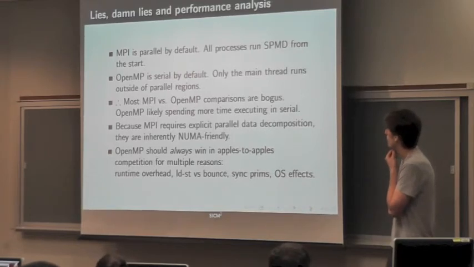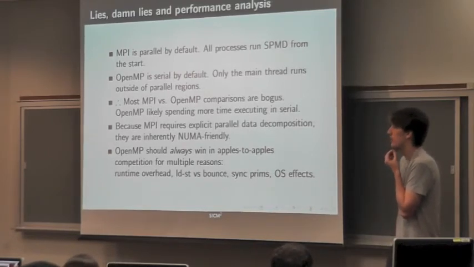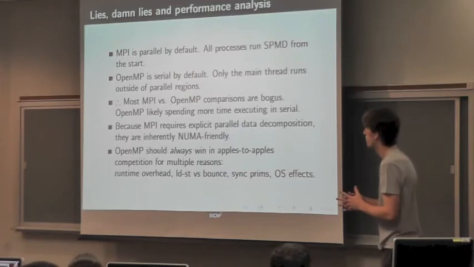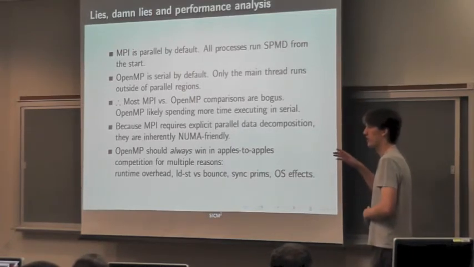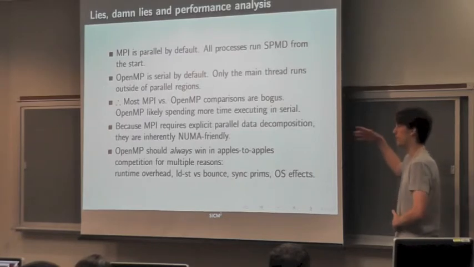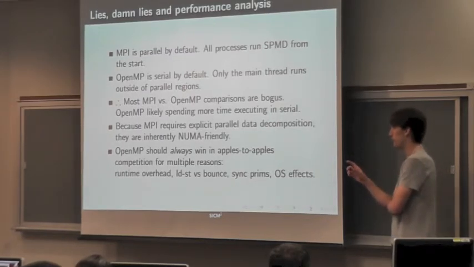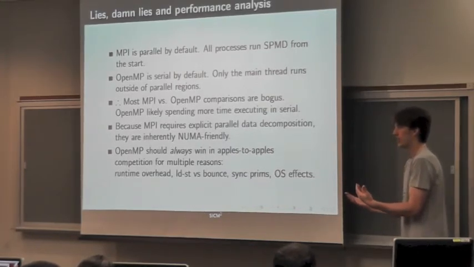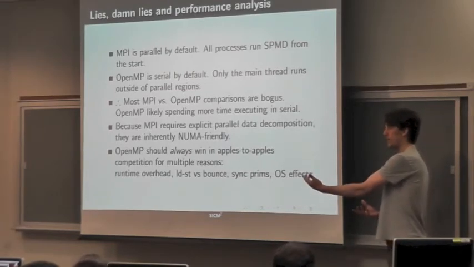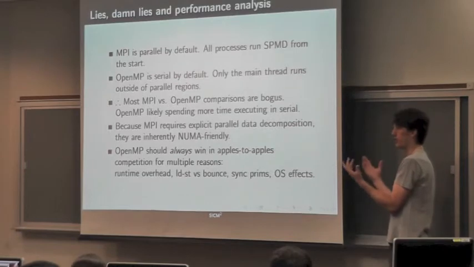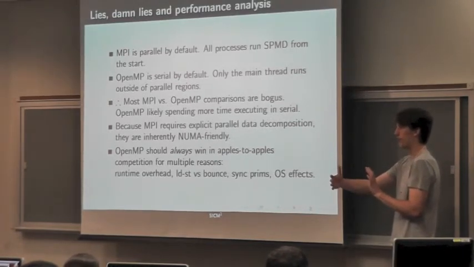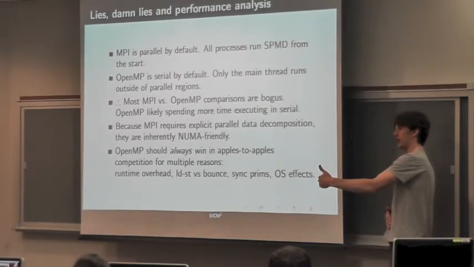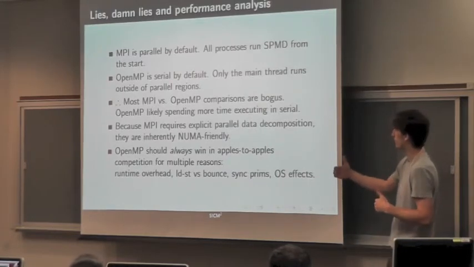As I've said multiple times now, MPI is parallel by default. You're running SPMD from the get-go. OpenMP is serial by default, and you only fan out when you're in a parallel region. So that means MPI is executing in parallel more of the time. It doesn't necessarily mean it will do more distributed parallel work, but because people write MPI knowing they're always running in parallel, they parallelize a lot more of their code. Whereas with OpenMP, people tend to put parallel for around the critical points in their code. So you end up comparing an OpenMP version of a code where 75% runs in parallel to an MPI code where 90% runs in parallel or something.